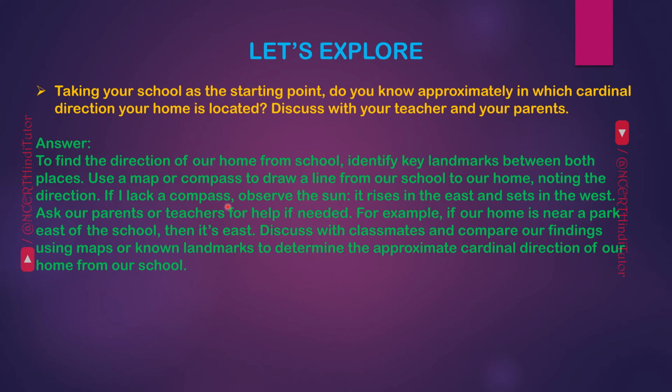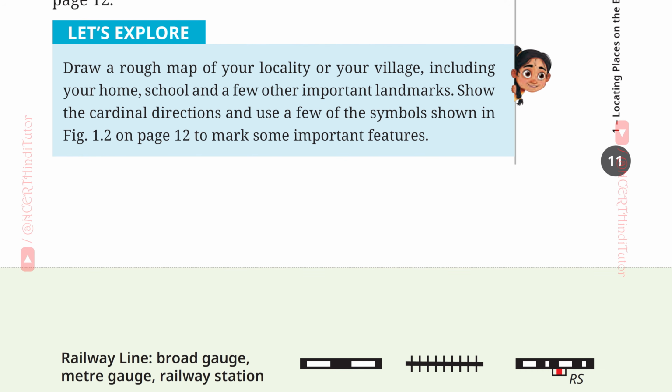If I lack a compass, observe the sun. It rises in the east and sets in the west. Ask our parents or teachers for help if needed. For example, if our home is near a park east of the school, then it's east. Discuss with classmates and compare our findings using maps or known landmarks to determine the approximate cardinal direction of our home from our school.